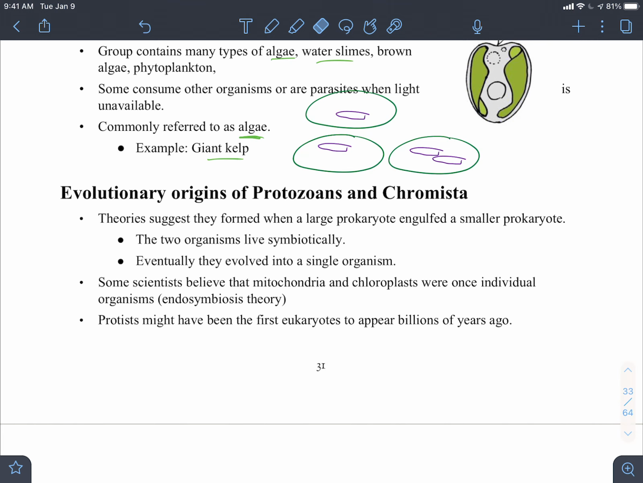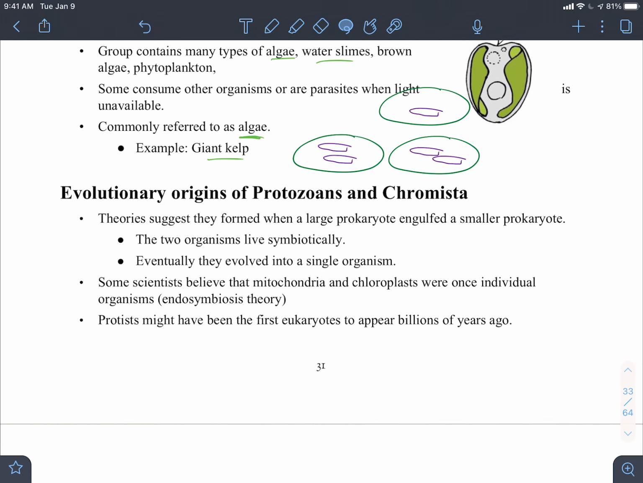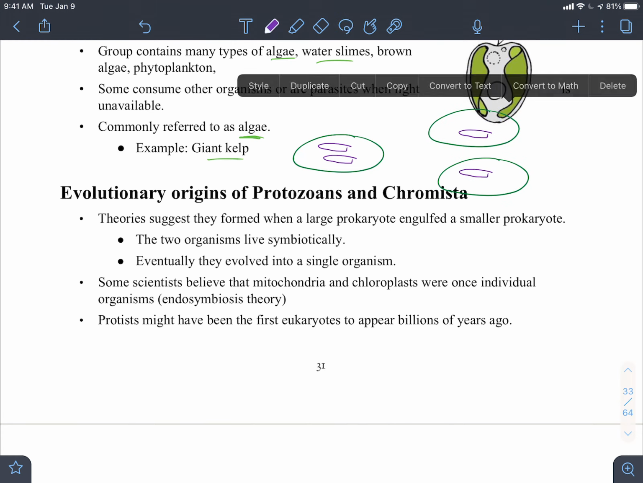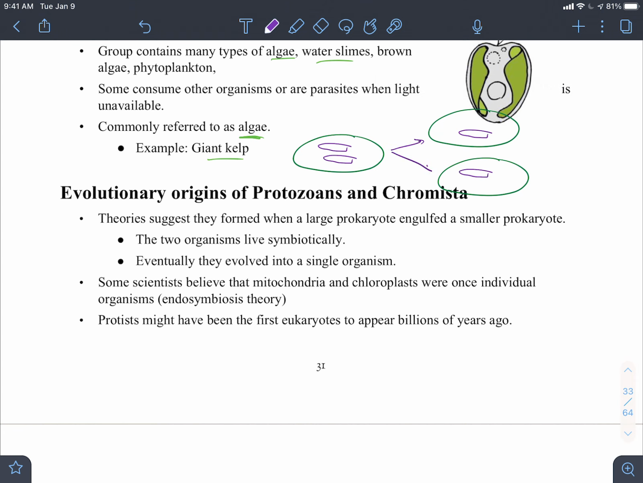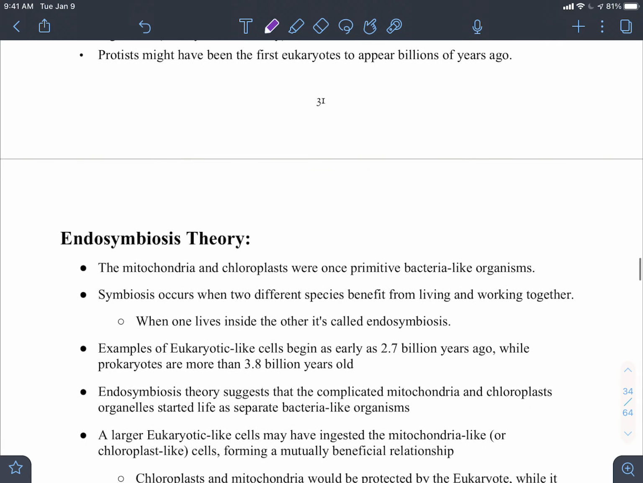And so that's kind of the concept, that we would have different rates of cell division to produce this new species that now has this little organelle living inside of it, but it's not an organelle. It's another organism. Protists might have been the first eukaryotes in this way. They now have a structure inside them. Remember that prokaryotes don't have a structure, so these are the first eukaryotes.